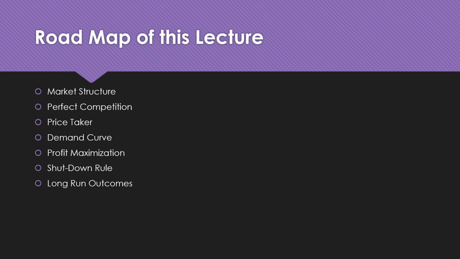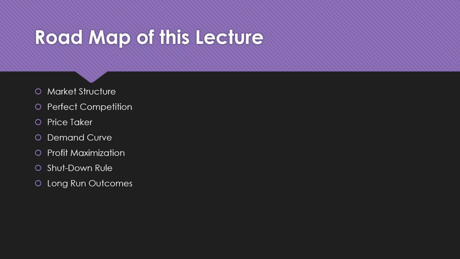To give us a roadmap of what we're going to discuss in this lecture, we're going to start by talking about market structures. Perfect competition is essentially the first of four market structures that we're going to discuss in this course, so it's good to talk about what they are before we go into a specific example, which is going to be perfect competition.